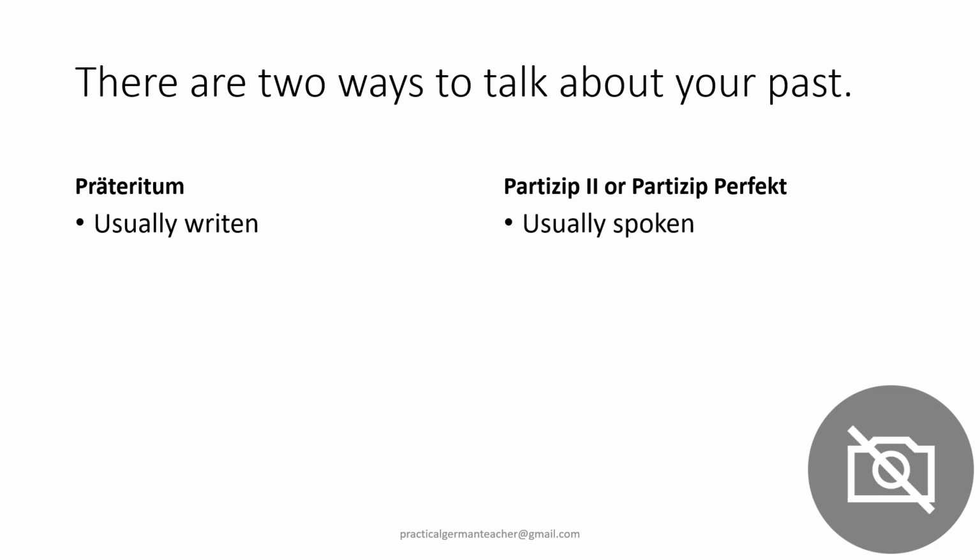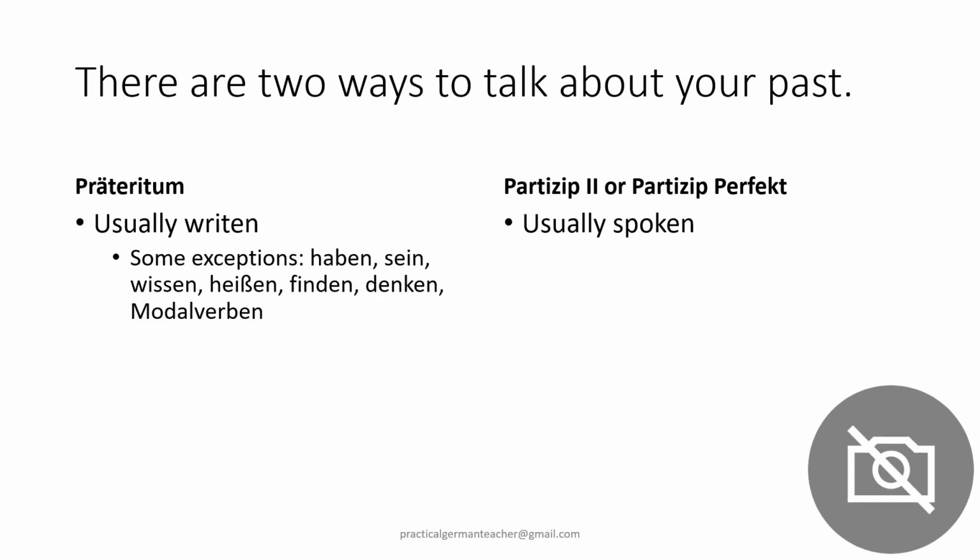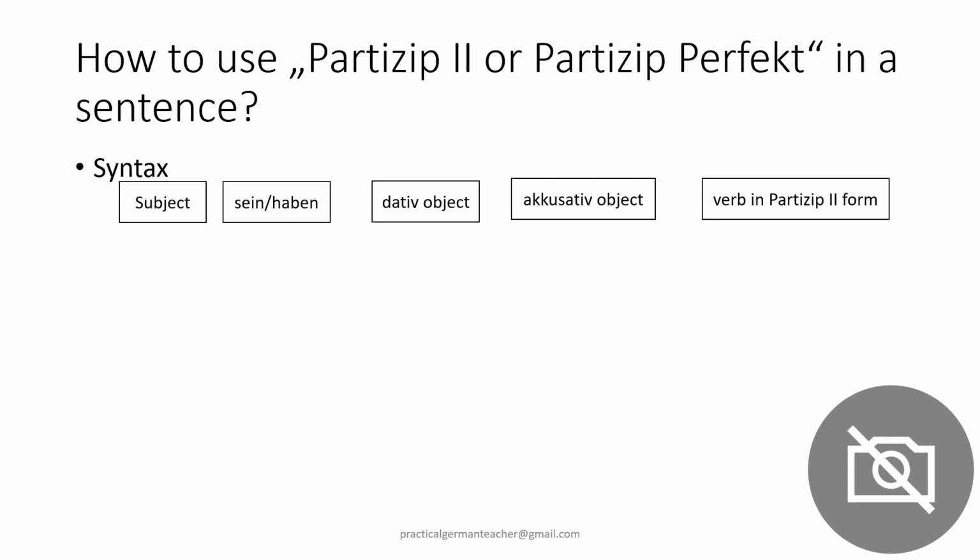There are a few exceptions for Präteritum though. Verbs like haben, sein, wissen, heißen, finden, denken, and the six Modalverben: wünschen, dürfen, sollen, müssen, können, wollen. You need to know their Präteritum form as well, because quite often you will use them in spoken German as well. Please remember this.